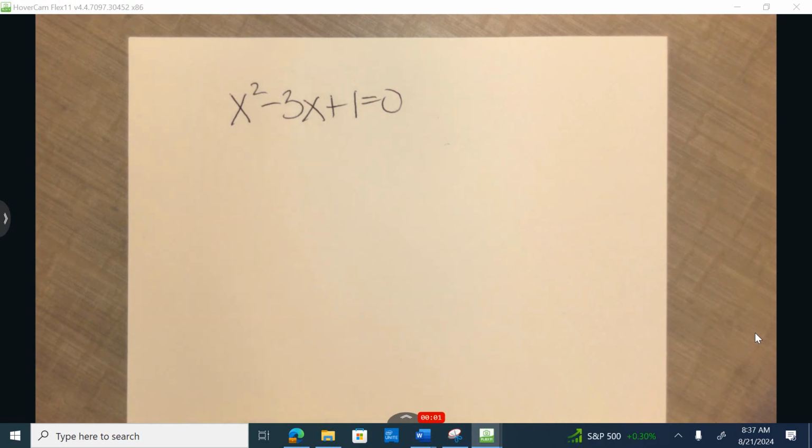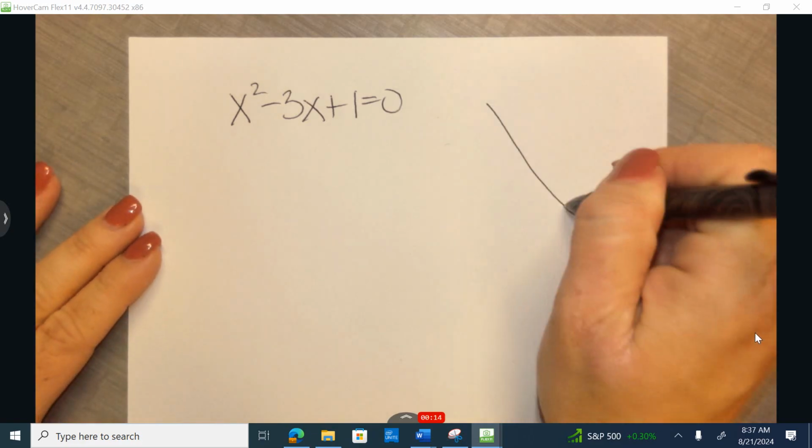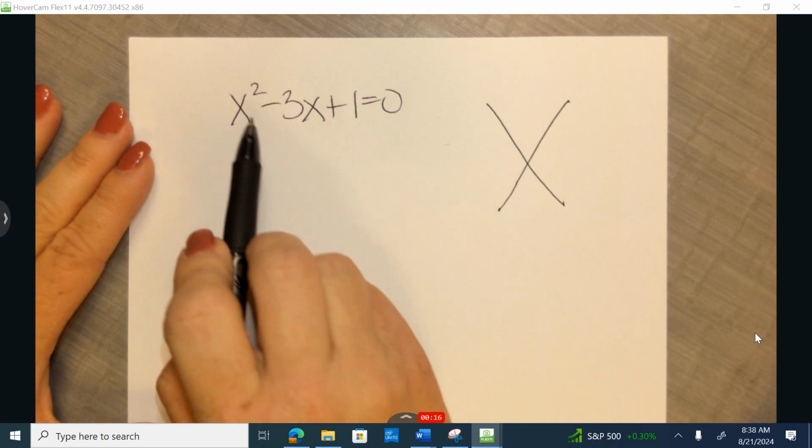Okay, so we're given this problem, and I tell you to solve this quadratic equation. Now, my preferred method is factoring, and that's what we did in the previous video. There's a problem here. In this particular equation, we can't factor. Let me show you why.